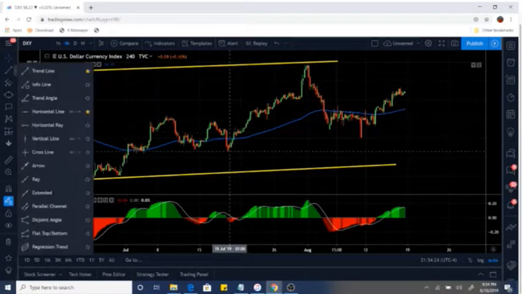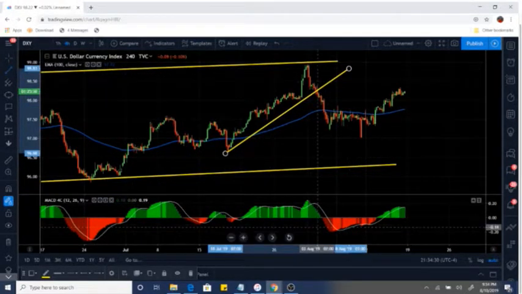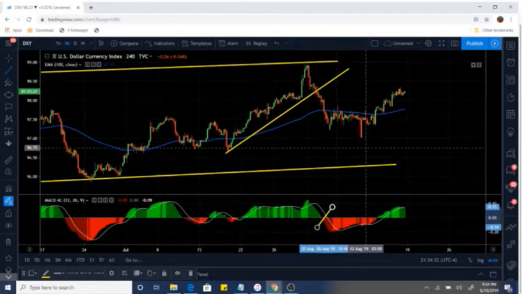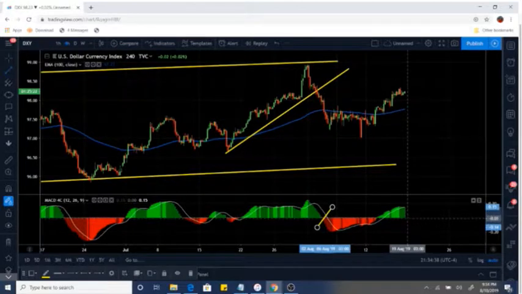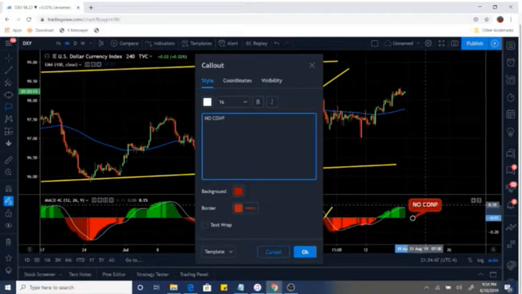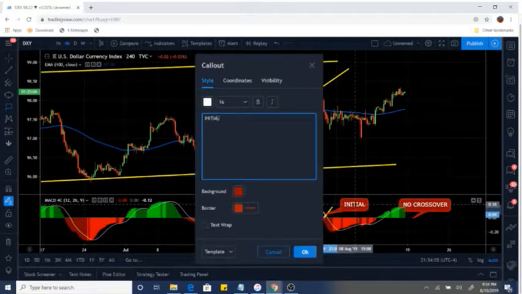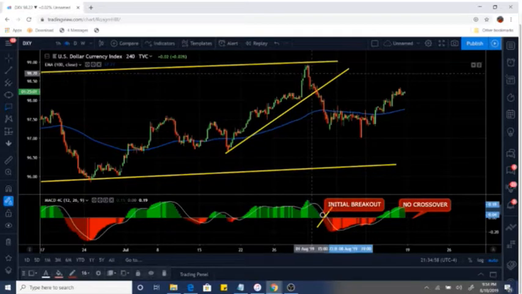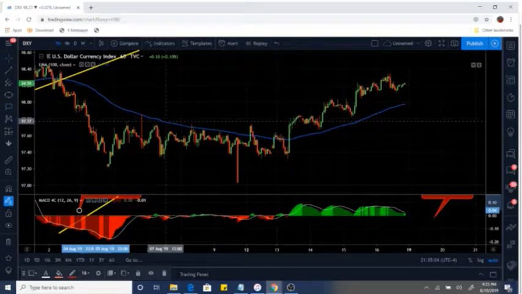See here, last week, what did price do? I'm on the 4 hour. It broke. But I got a retest, but no confirmation to go back on the sell. So no reason to sell. No confirmation to sell. No crossover. See, that's my initial breakout. That's my initial breakout. Boom. No crossover. I could have gone down to a smaller time frame, right?